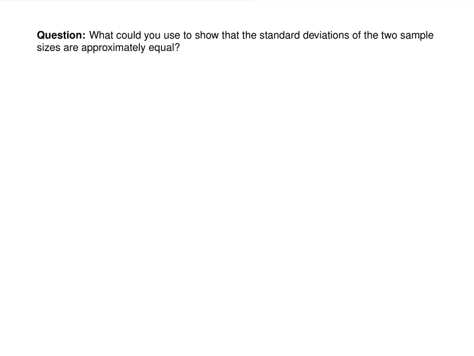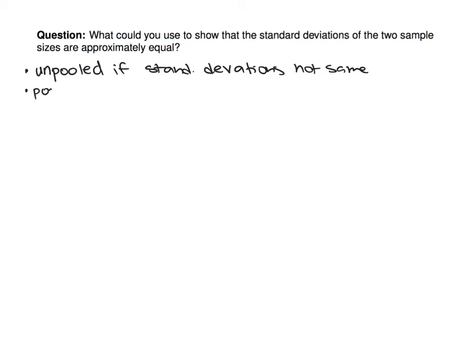And of course the question is how do you choose which test? What could you use to show that the standard deviations of two samples are approximately equal? And when do you pick? So first of all, let's just review that you use unpooled if standard deviations are not the same, and you use pooled if the standard deviations are the same.